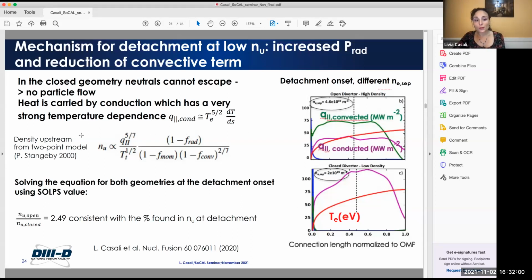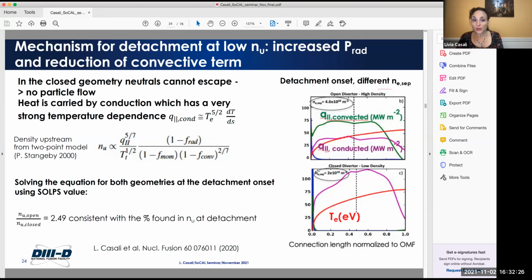So now if we consider the upstream density from the two-point model, and we solve the equation for both geometries, at the detachment onset we will find a ratio between the open and closed divertor for the upstream density, which is very consistent with what we found at detachment.